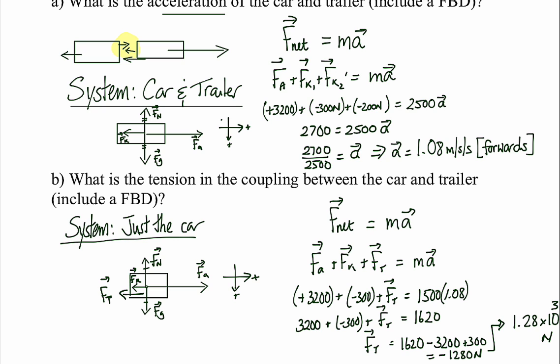Again, if you use the other object, you should get the same answer. So the important concept here is that when you're finding the acceleration, you consider the whole system, and when you're trying to find the tension forces, you have to consider just part of the system, otherwise those tension forces will always cancel each other out.